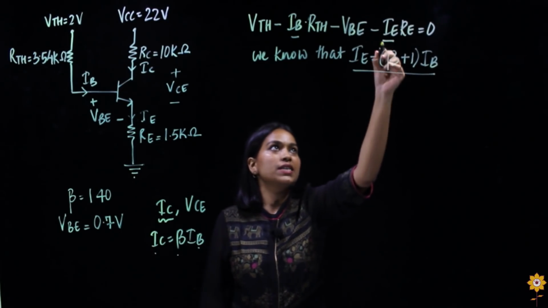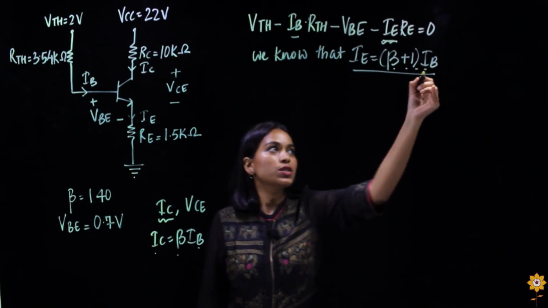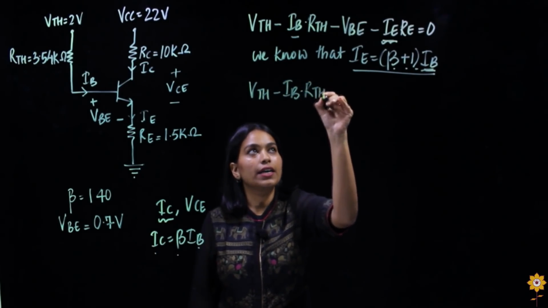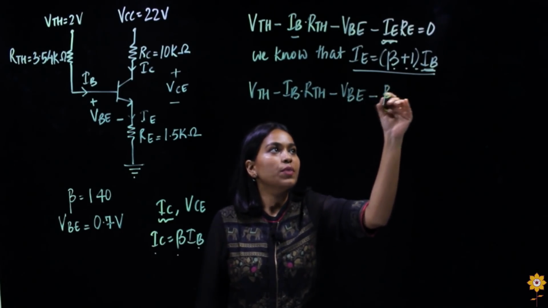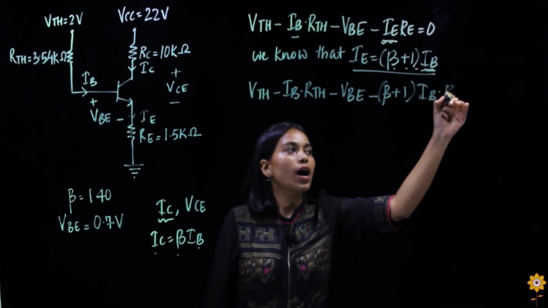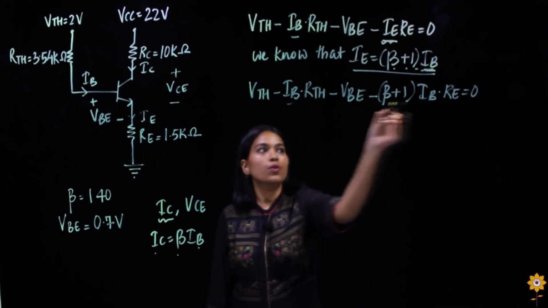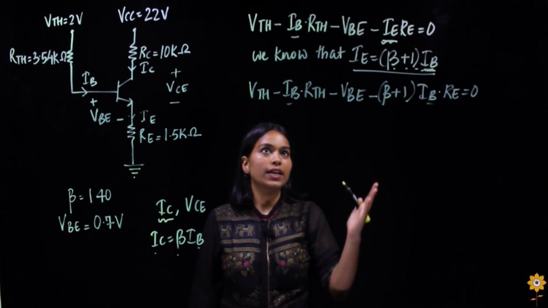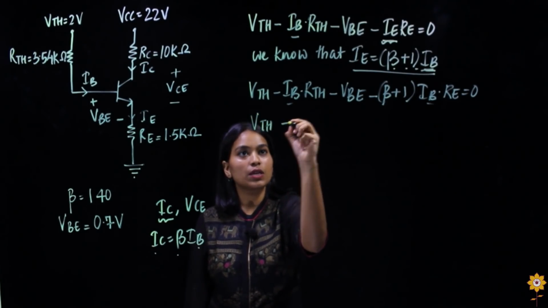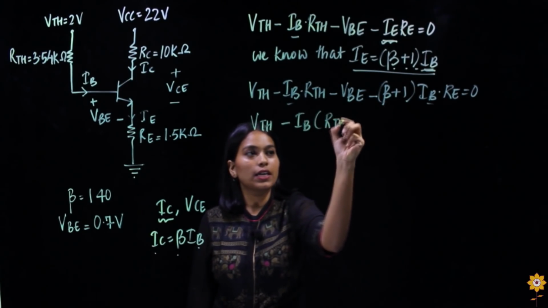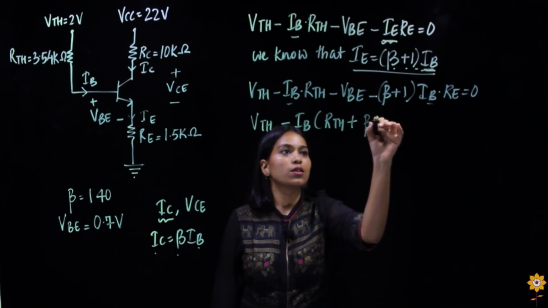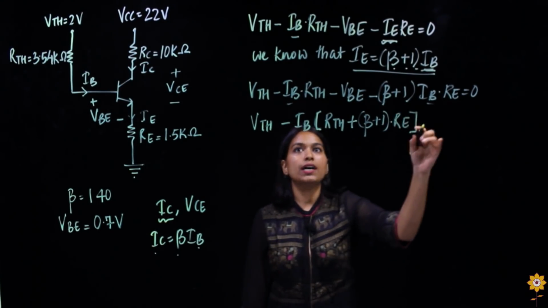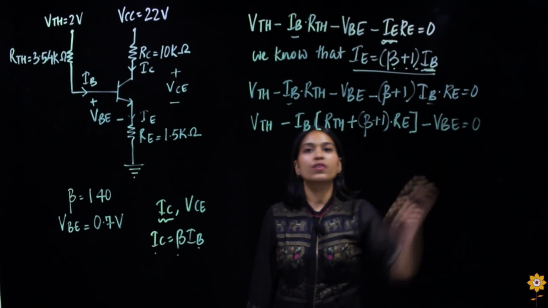So what we can do is replace this IE term with its equivalent value in terms of IB. So let's rewrite it: VTH minus IB RTH minus VBE minus beta plus 1 IB into RE equal to 0. Now we have only IB terms. There is no IE term present. Now we have to take IB on one side. So before we do that, let's take IB common for the ease of solving. So IB times RTH plus beta plus 1 into RE, and we have minus VBE equal to 0.